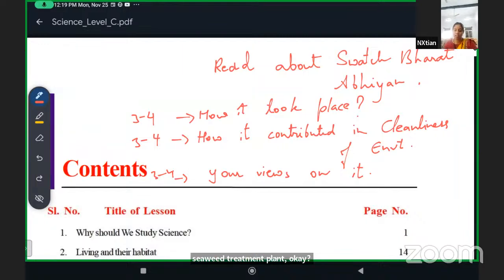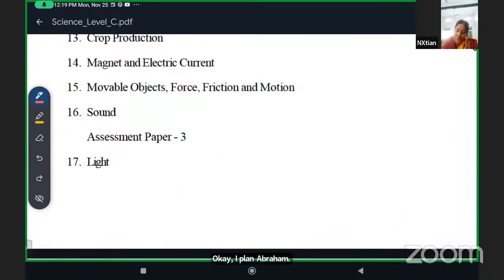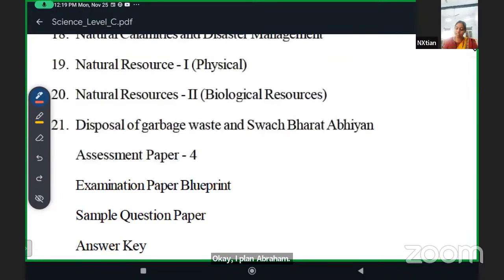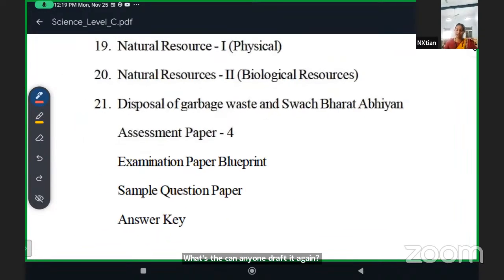Then teach back sessions on chapter 21? I'll plan, Abraham. What's chapter 21 again? Disposal of garbage waste and Swachh Bharat Abhiyan. Do you all want to do a teach back session on chapter 21? Yeah, it's fine for me. Fine with me, fine with you. Simeon, what do you think?